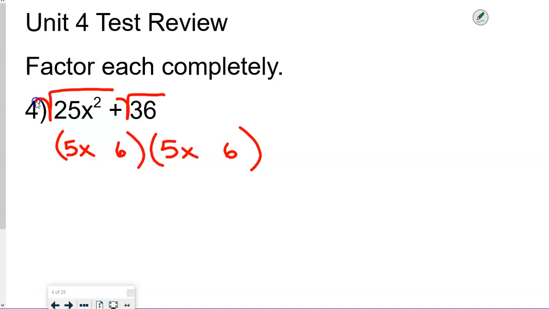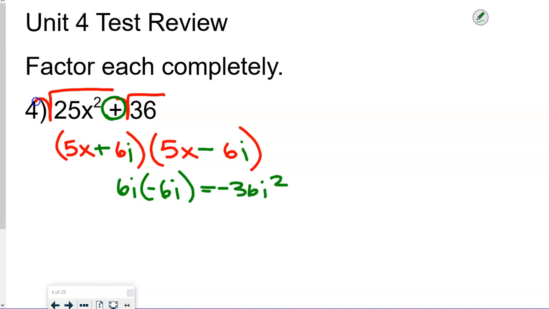Do y'all notice that? Well, that tells me that this second term, if I were to go plus and minus here, that would give me a negative 36, but this is a positive 36. And the way that I know that this is going to be imaginary is because I can do 6i times negative 6i. So if I do 6i times negative 6i, don't I get negative 36i squared? And what is i squared, y'all? So this would be negative 36 times negative 1, right? Because i squared equals negative 1. So that's what makes this a plus 36, okay?